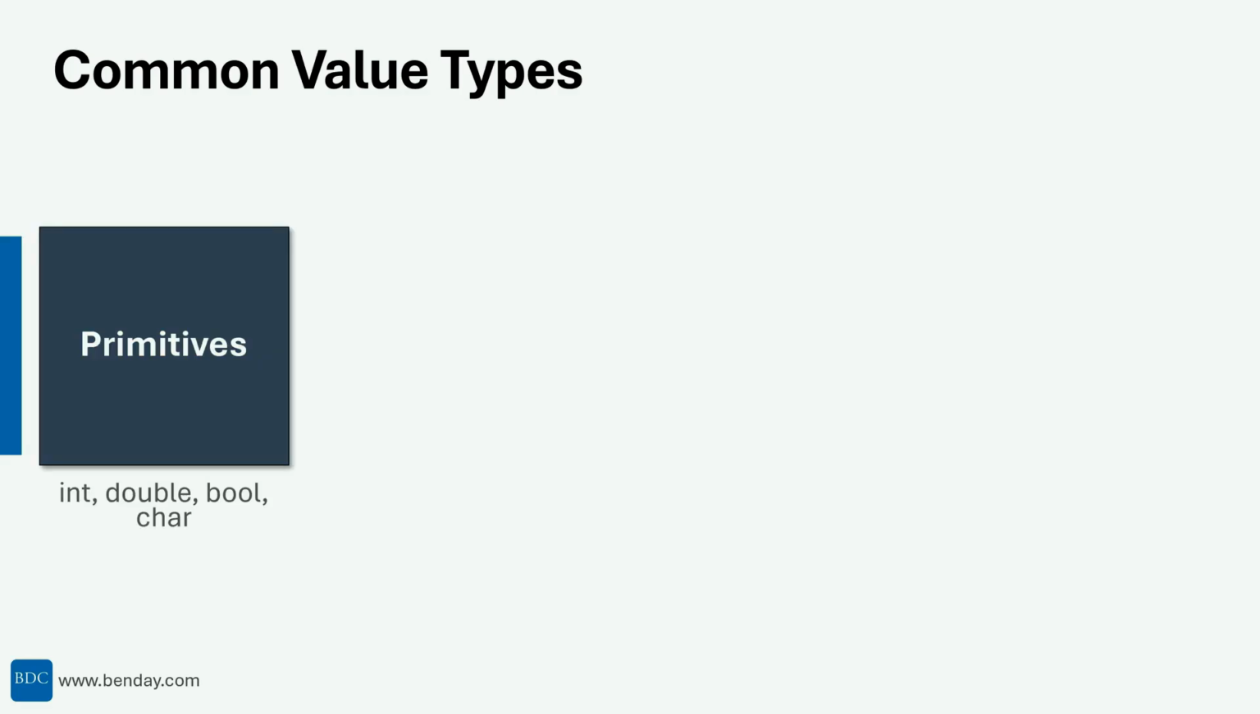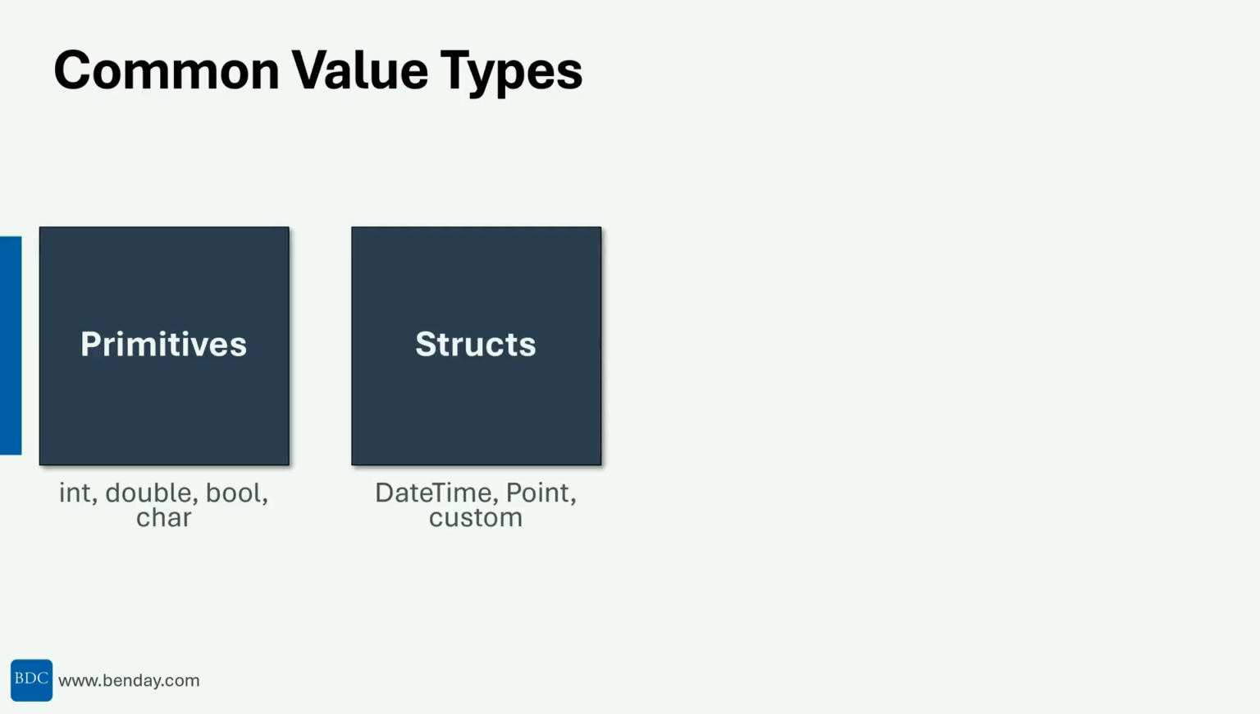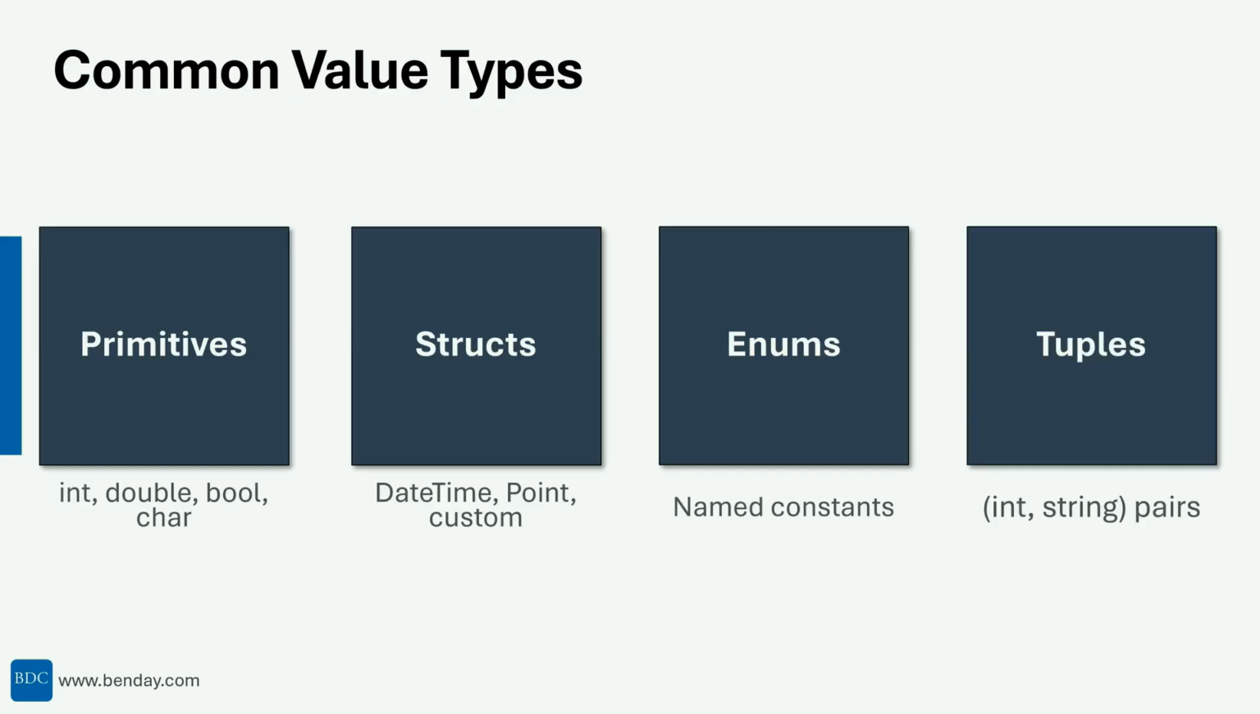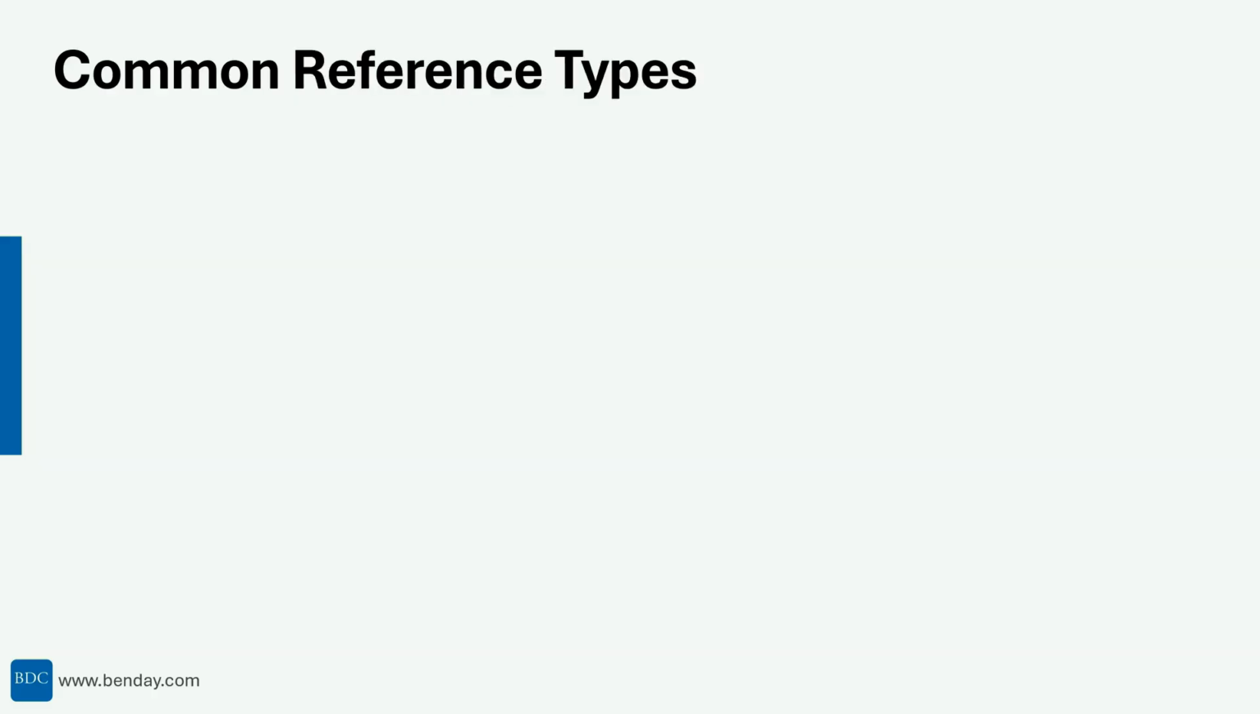All the primitive types are value types: integers, floating point numbers, booleans, and characters. Structs are value types. DateTime is a struct, not a class. You can create your own structs too. Enumerations are value types. They're basically named integer constants under the hood. Value tuples like (int, string) are value types. They're lightweight containers for multiple values.